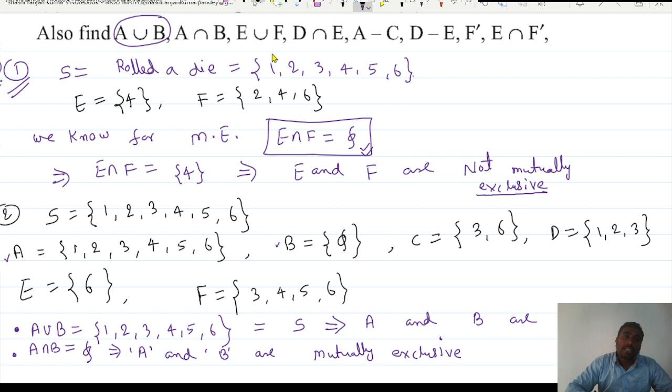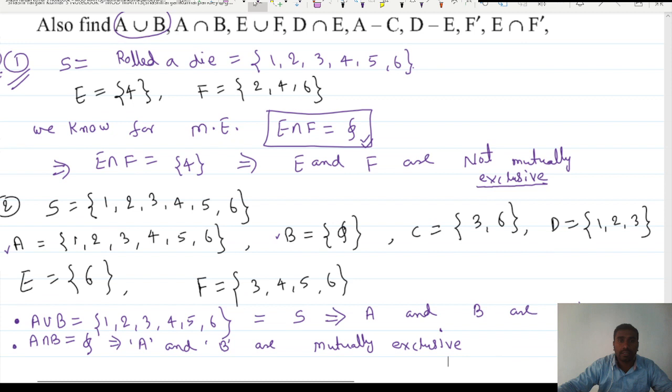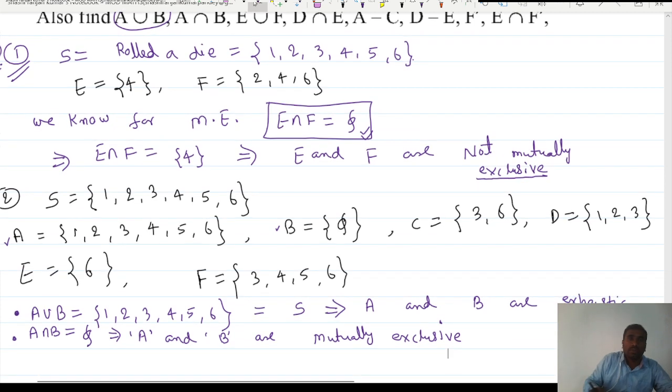Third, E intersection F. So this is E and this is F. So 6 will be the answer. Hopefully you are getting the concept. So easy. Once you write this in the form of sets, it's so easy to find out.